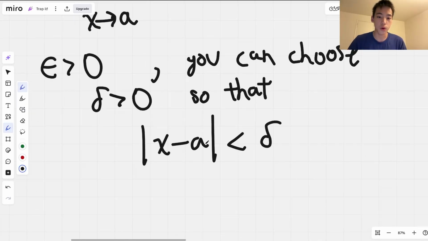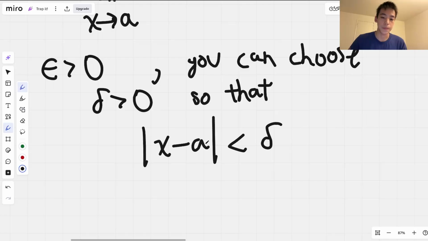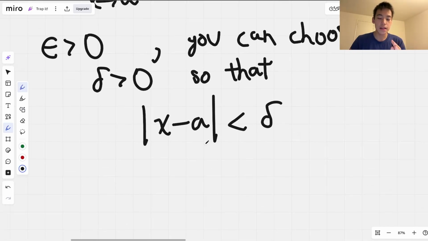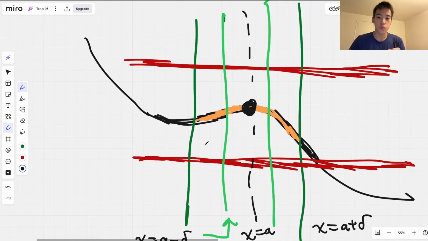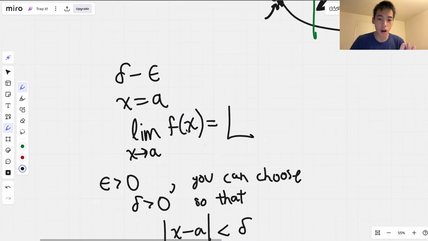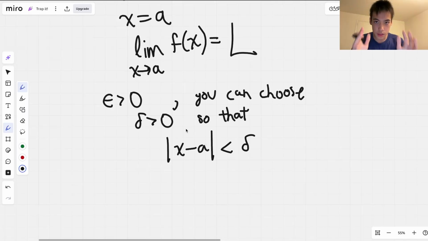So the interval described here is, mathematically speaking, the distance from a to wherever you want to go is going to be less than delta. All this is saying is that you're going to be within delta of the value you're trying to approach, the x equals a. So the vertical line.